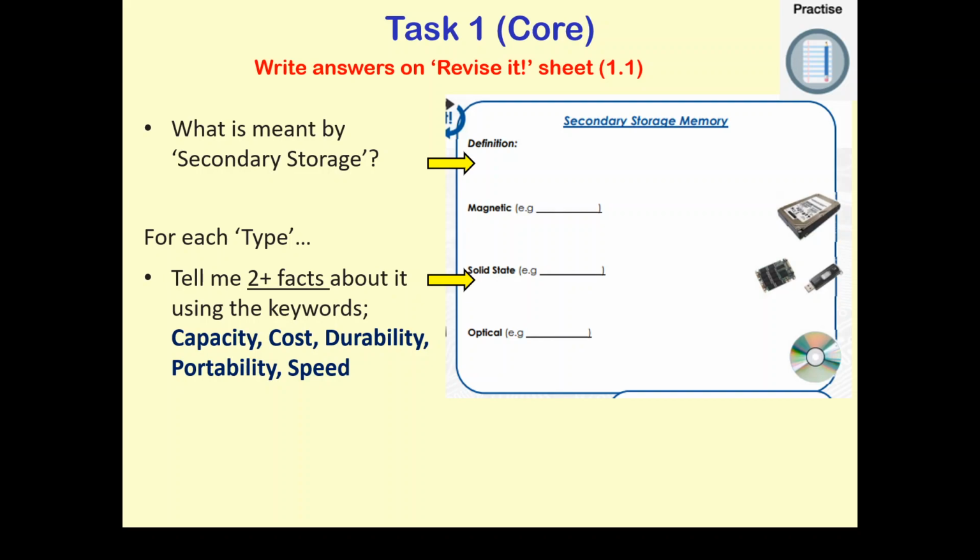On your sheet, firstly, I want you to write down what is meant by secondary storage. Remember back to the video. And then for each of the three types, magnetic, solid state and optical, I would like to know an example. So magnetic, HDD; solid state, SSD; and optical, CD, for example; and tell me two facts about it. Use those keywords: capacity, cost, durability, portability, speed, etc. Take your time, fill it in, please, and then unpause the video to check answers on the next part.